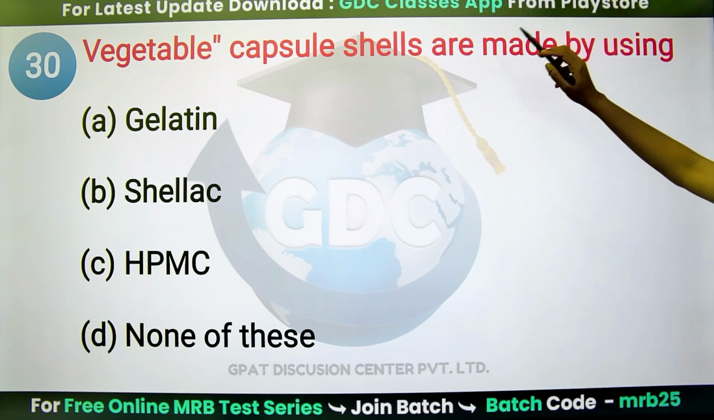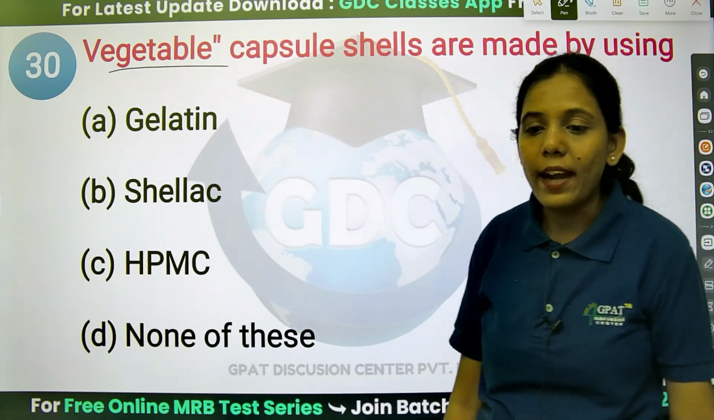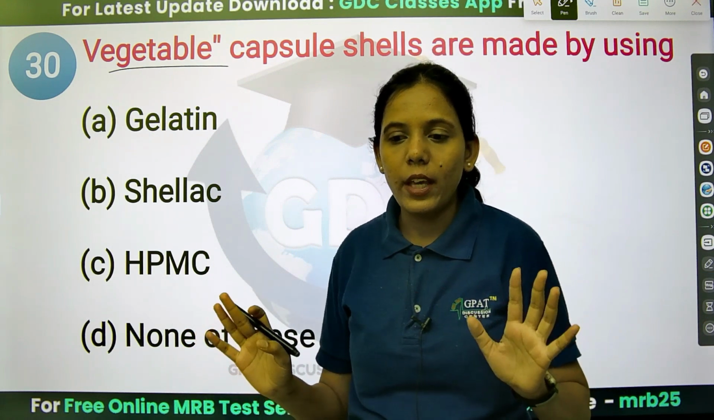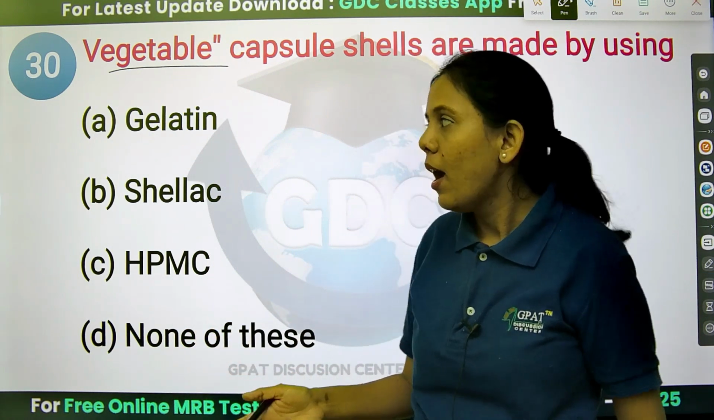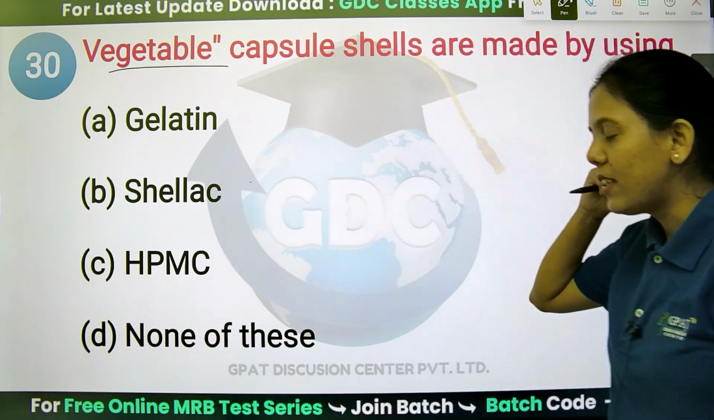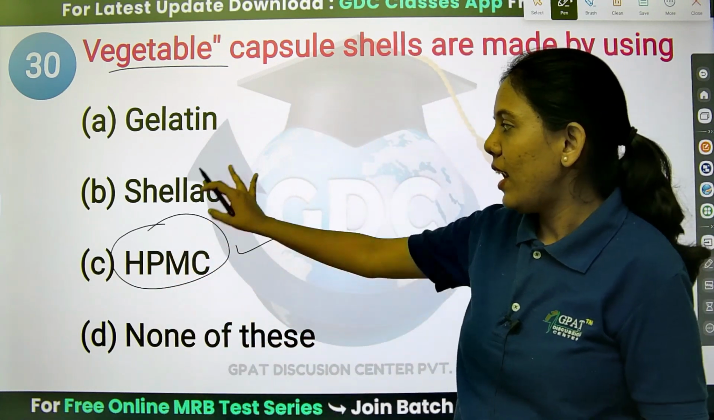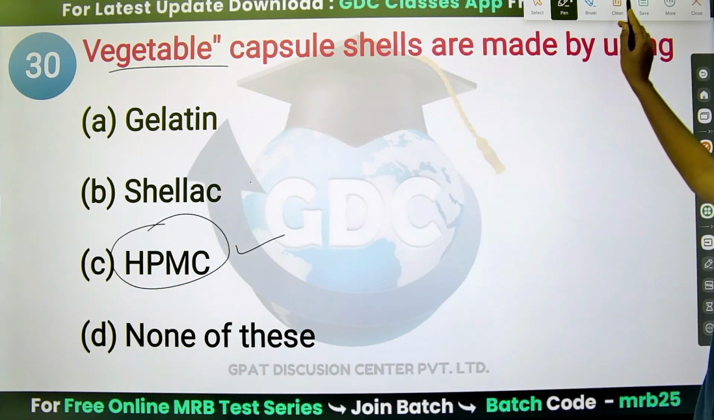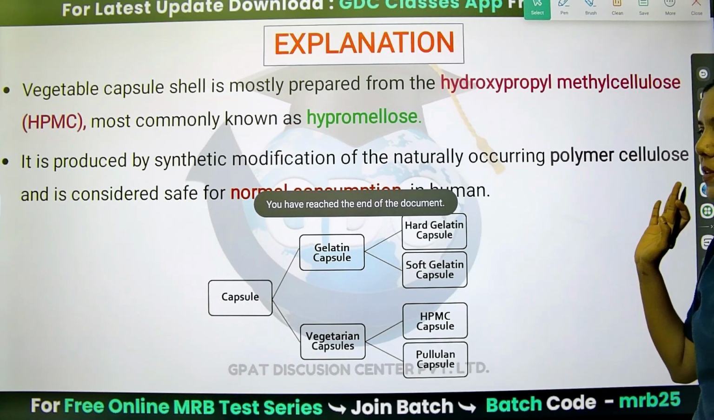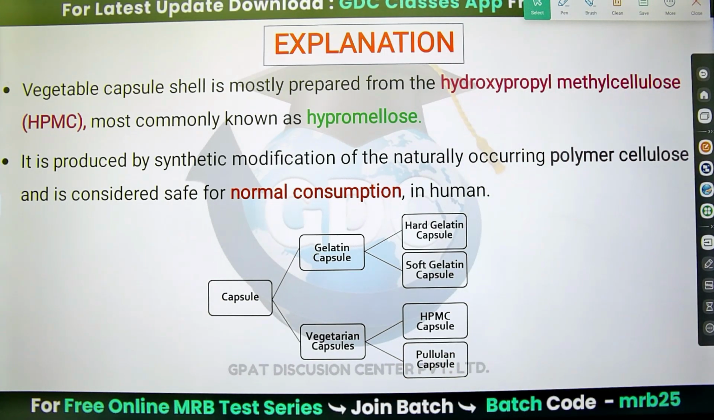Okay, vegetable capsule. Just now we discussed that capsules are made using gelatin. Option A is gelatin. Everybody knows only about gelatin. But gelatin is not vegetable. We say that it is non-vegetarian, right? Because it is obtained from pork skin. Shellac is a polymer, and HPMC. HPMC is the right answer. Along with HPMC, we also have starch. Shellac is not there, okay? So HPMC is the right answer for the vegetable capsule, and pullulan is also a capsule material.